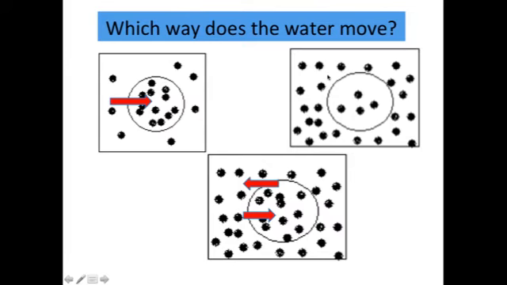Last diagram, lots of solutes here in the outside environment. So that means there's not a lot of water. But if I look at the inside of my cell, I don't have a lot of solutes. There's very few dots, so that means there's a lot of room for water. So there's more water on the inside than there is on the outside. So water's going to move from a high concentration to a low concentration. It's going to move from the inside out.